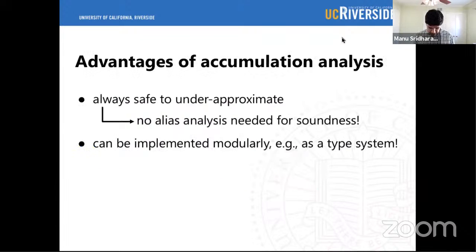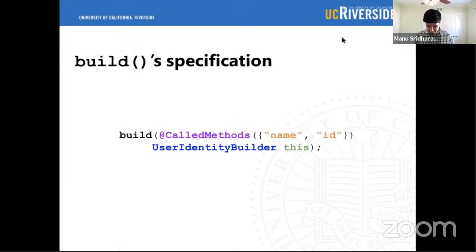Another very nice thing about accumulation analyses is that we can implement them modularly, for example, as a pluggable type system. So let me show you how that looks for this case of builder patterns. So we need to write some annotations. Here, for the build routine, we write this called methods annotation. What this says is that for whatever object you're passing as the this parameter to this function build, you need to have called the methods name and ID on this object already before you get here.